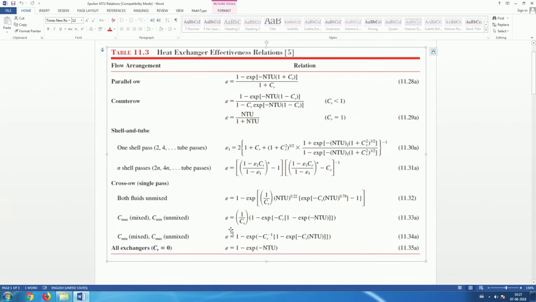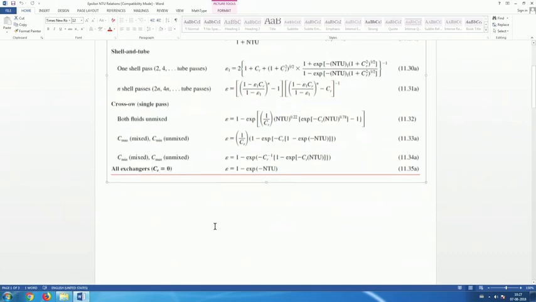So, they have already been solved. I have only showed you the simplest example of parallel flow heat exchanger, but here in your text, in the book of Incropera and DeWitt, the textbook, you would see these kind of relations for epsilon and NTU, which are available for most of the cases that you can think of.